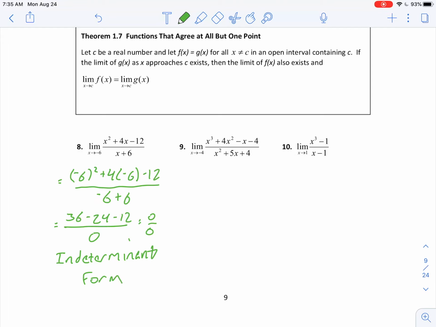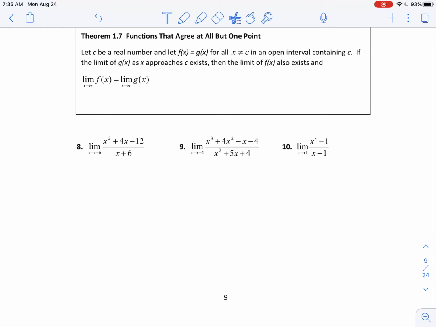It does not mean that the limit does not exist or that it's 0. It means that there's something else going on here. There might be a limit. We have to do a little bit more work to figure it out. So we just have to go back into our bag of tricks from algebra and try to simplify this expression somehow.